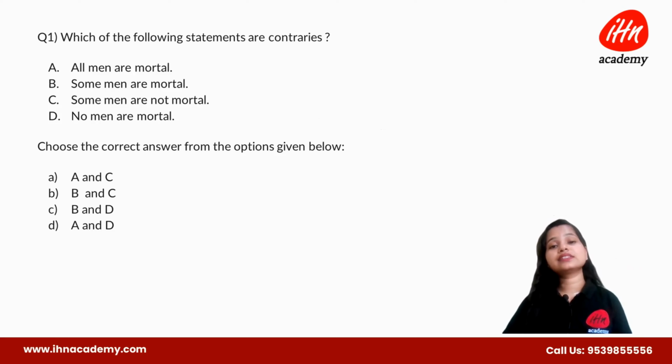And I have given the answers in other slides. You know that. So that you can attempt the question first by yourself. Whenever you are watching the video, you need to answer it by yourself. Then come to the solution to see whether you are wrong or correct. Okay. So which of the following statements are contraries? All men are mortal. Some men are mortal. Some men are not mortal. No men are mortal. So which pair of statements is called contraries? So we know that. Let me show you the explanation.